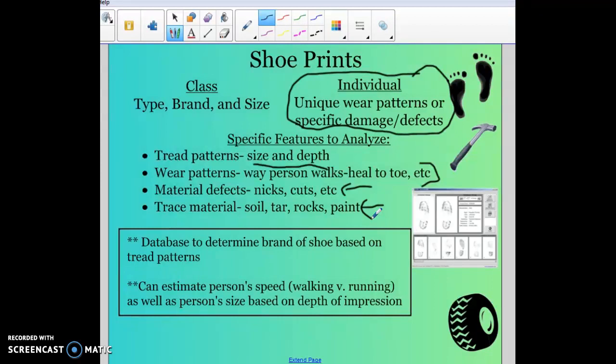There is a database to determine the brand of the shoe based on tread patterns. So anytime a shoe is made by a manufacturer, it gets uploaded into the database so that they can help narrow down, this is a Nike running shoe, this model, and so on and so forth. And they can also estimate a person's speed, walking versus running, as well as a person's size based on the depth of the impression. But that is just an estimation based on what they can see.